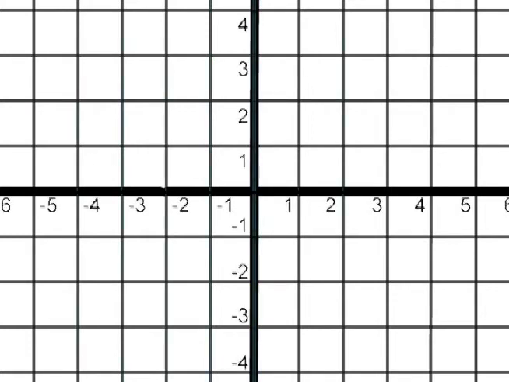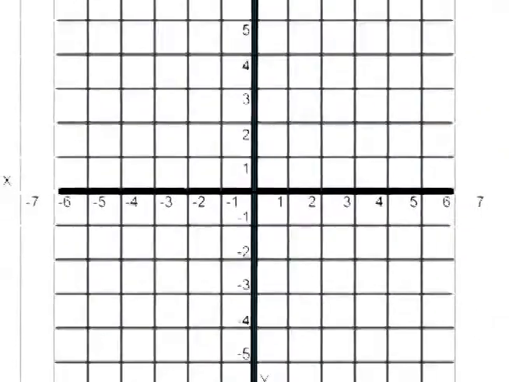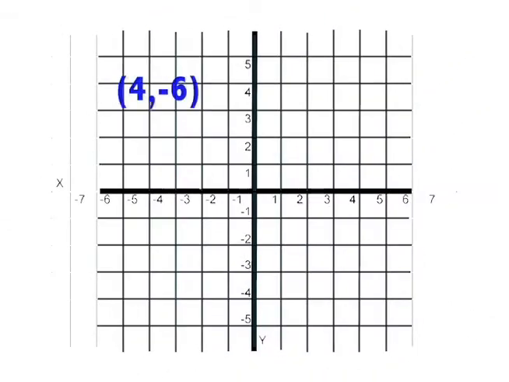If we were to graph the coordinate 3, 2, we would count over to the right 3 and up 2. If we were to graph the coordinate -5, 1, we would count over to the left 5 and up 1. If we were to graph the point 4, -6, we would count over to the right 4 and down 6.